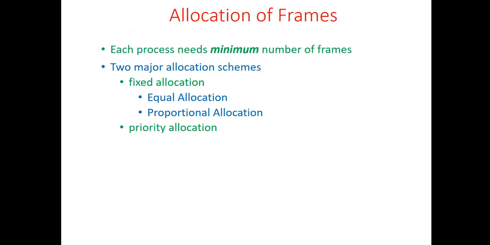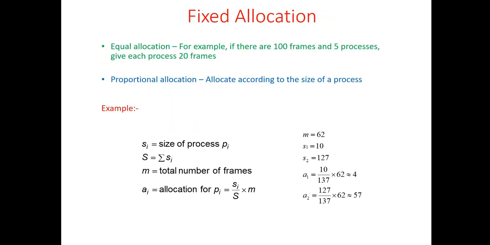Allocation of frames. Each process needs a minimum number of frames for its execution to be possible in the main memory. Two major allocation schemes are used in the allocation of frames. One is fixed allocation, another one is priority allocation. Under fixed allocation, there is equal allocation and proportionate allocation. Fixed allocation allocates each process an equal number of frames. For example, if there are 100 frames and 5 processes, then the fixed allocation strategy allocates 20 frames for each process.